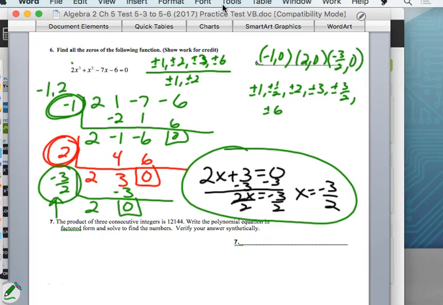So that's a good one. That has a lot of pieces, a lot of math that we have to look at. So now go ahead and pause the video and give number 7 a try.